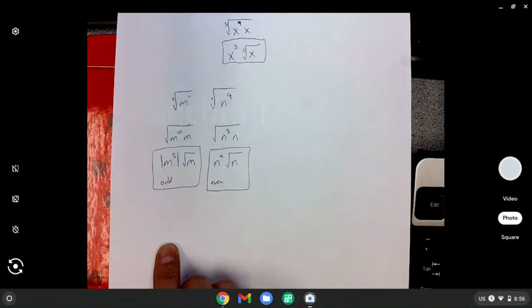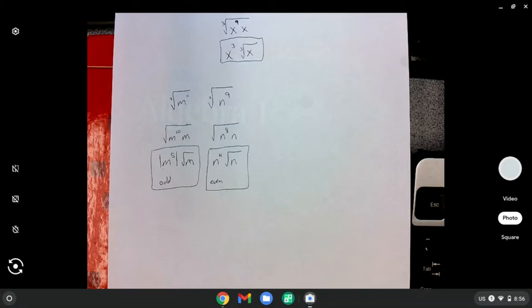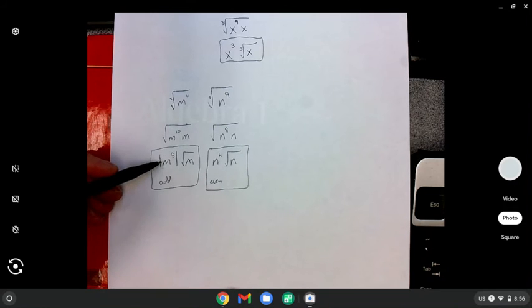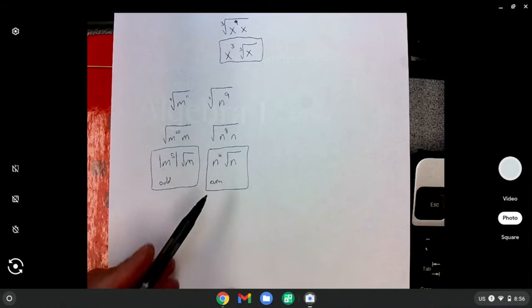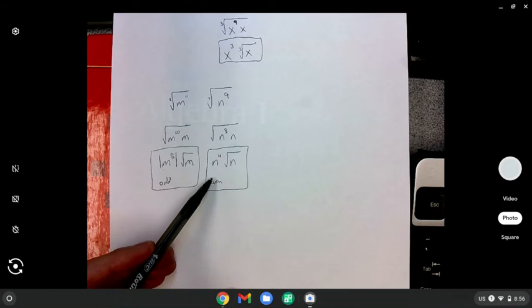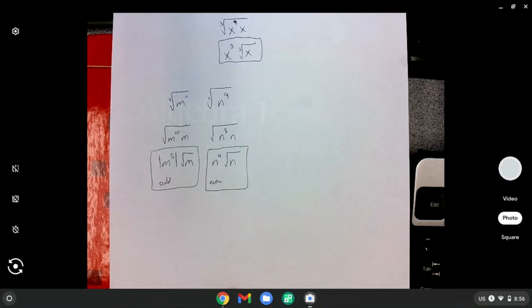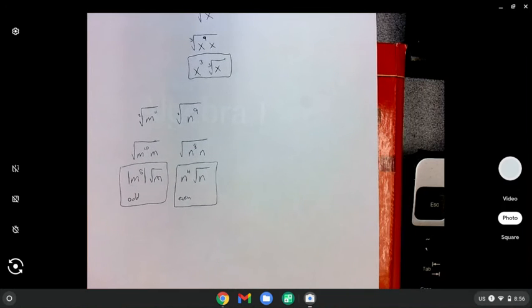I'll do two more examples, but that's how you tell. After you've done the simplifying, if you get an odd exponent out here, then you put those absolute value bars. If you get an even exponent, then you can leave it alone. It's because a negative times a negative is a positive. That's why the even makes a difference.